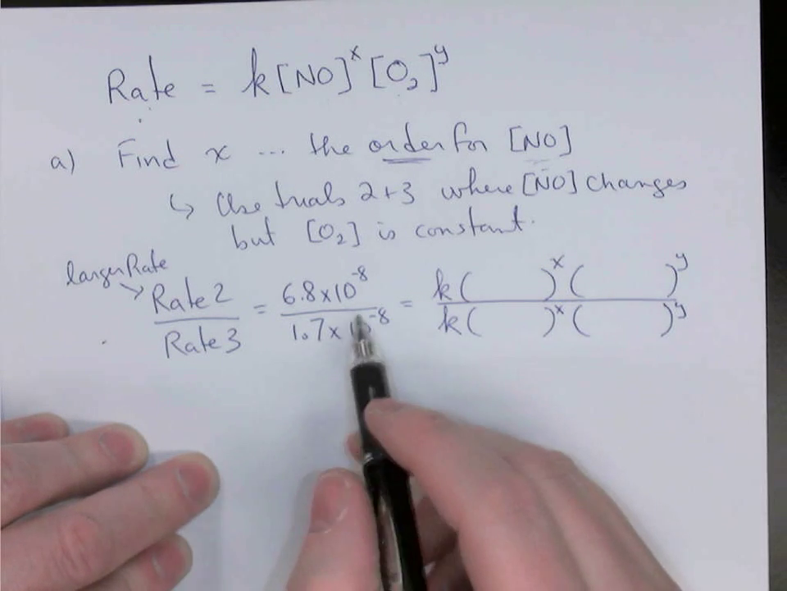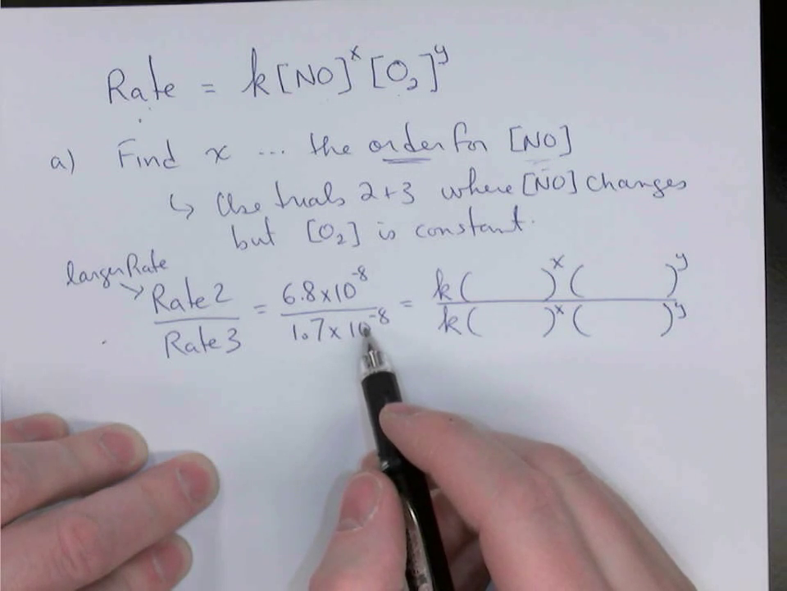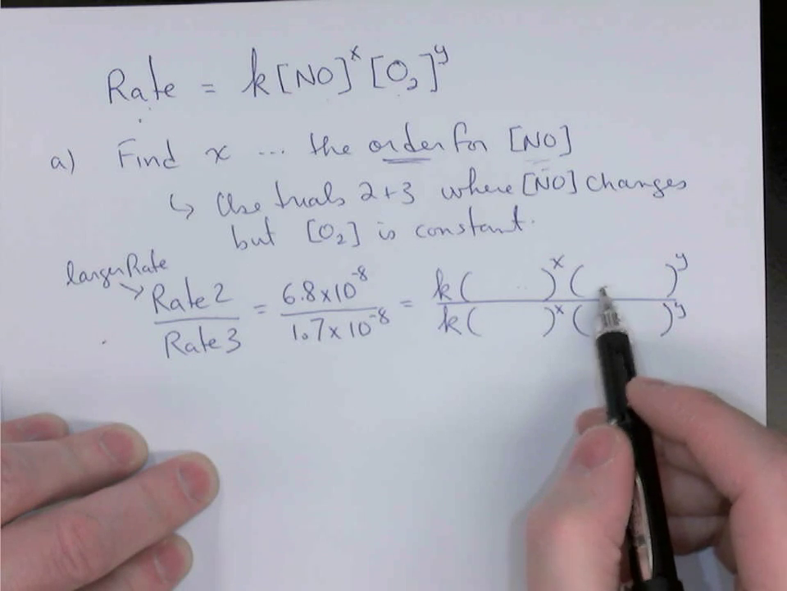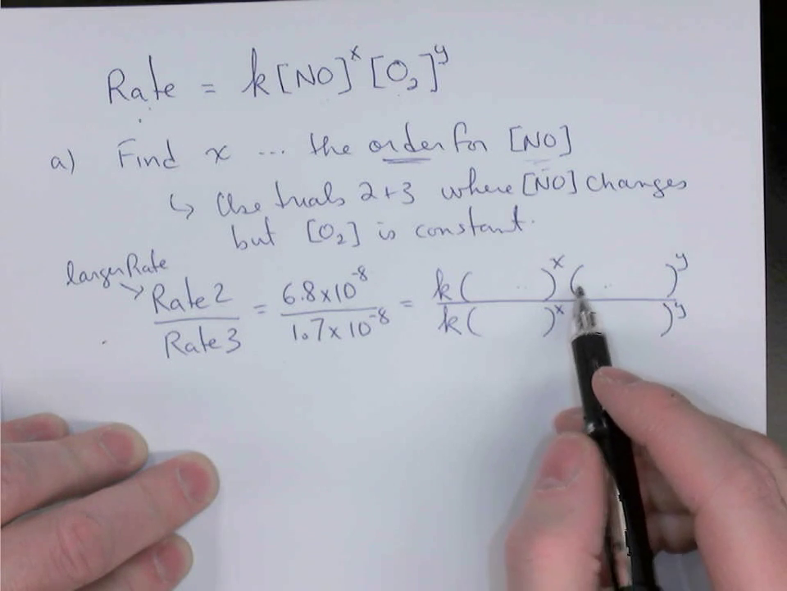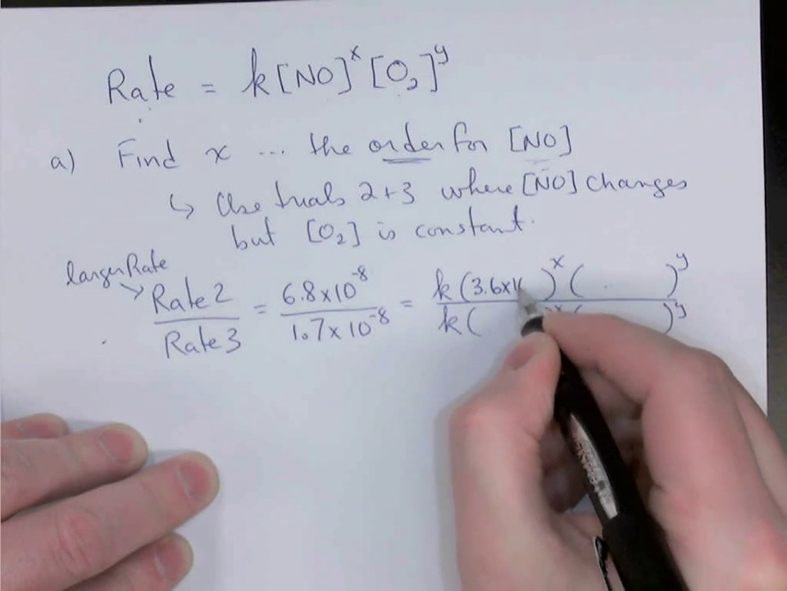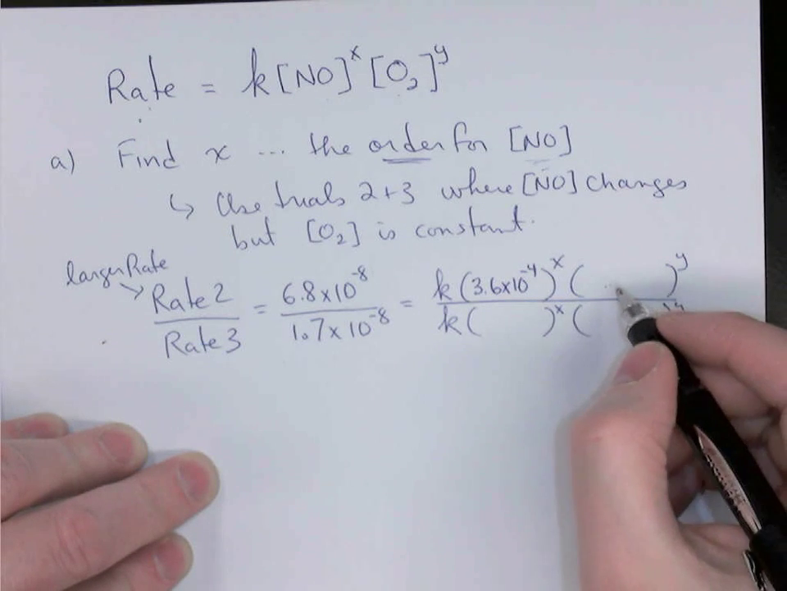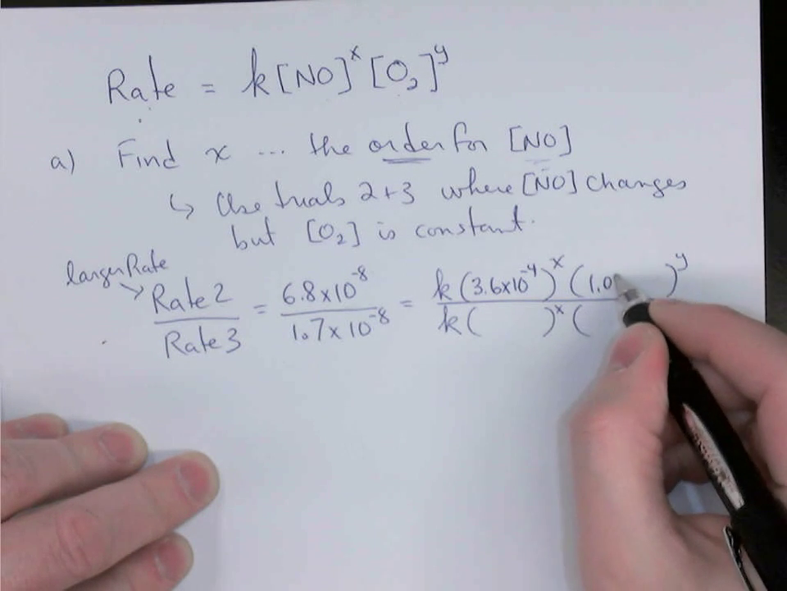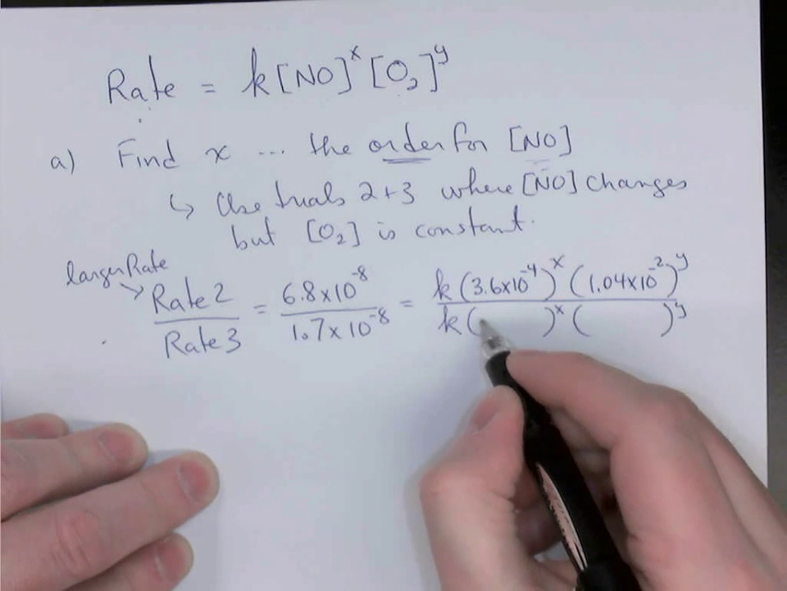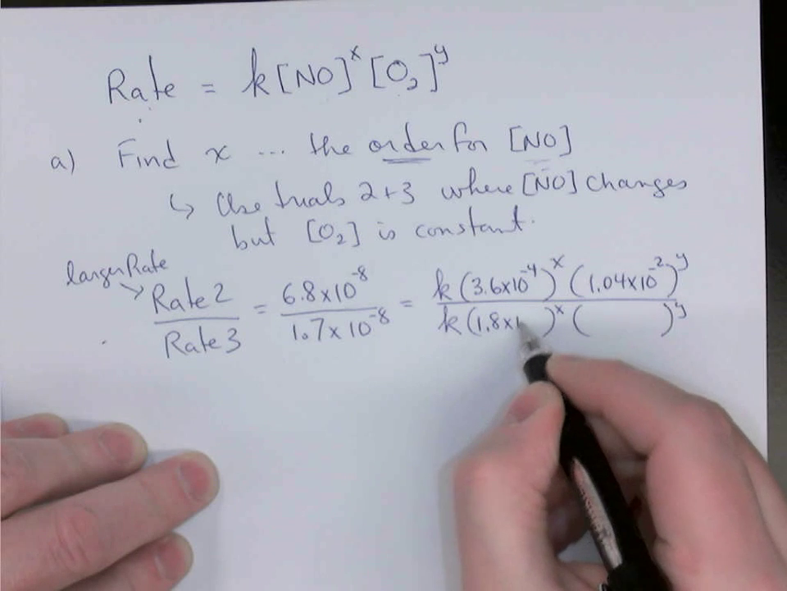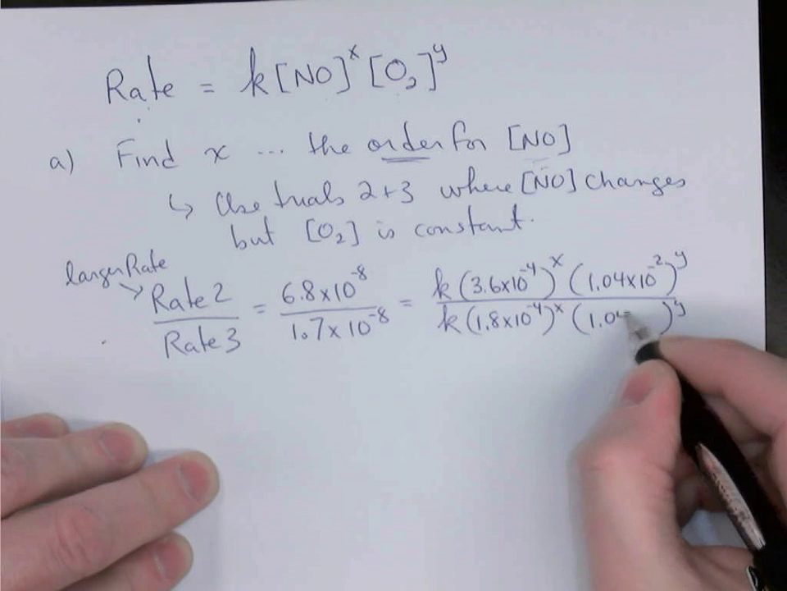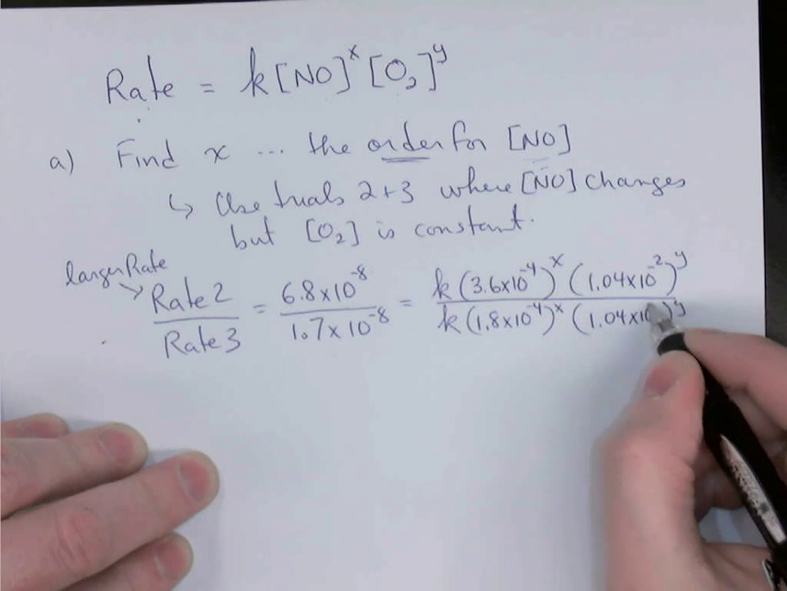And of course on top we were referring to trial 2, so look at your table and grab the concentrations from trial 2 and plug them into those brackets. In trial 2 the NO's concentration was 3.6 times 10 to the minus 4. In trial 2 the O2 is 1.04 times 10 to the minus 2. Similarly in trial 3, 1.8 times 10 to the minus 4 was the NO concentration, and the O2 was the same, 1.04 times 10 to the minus 2.